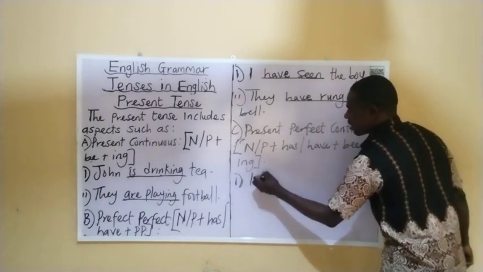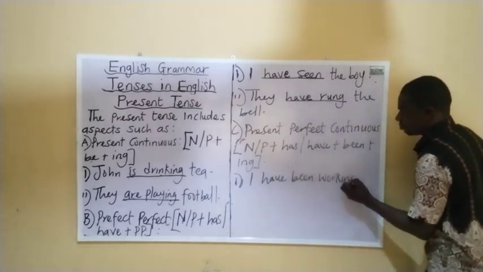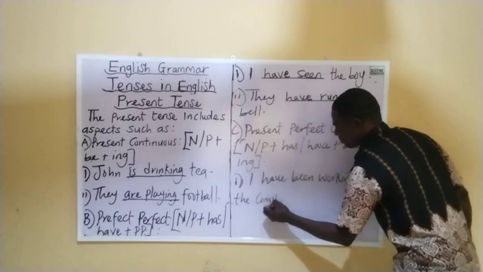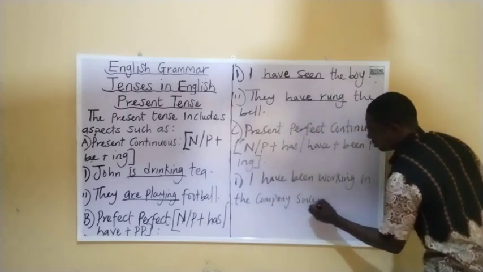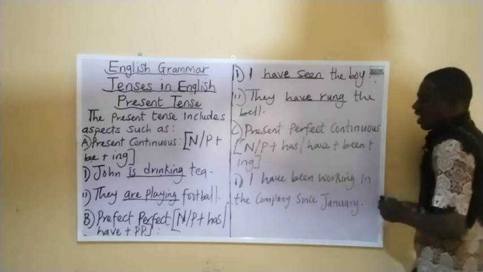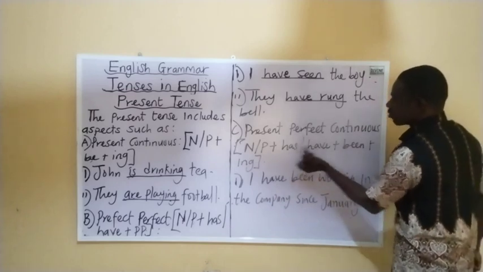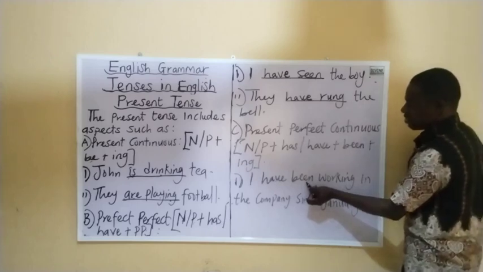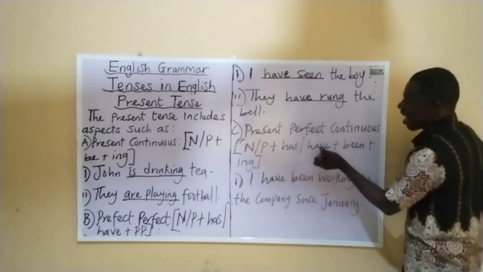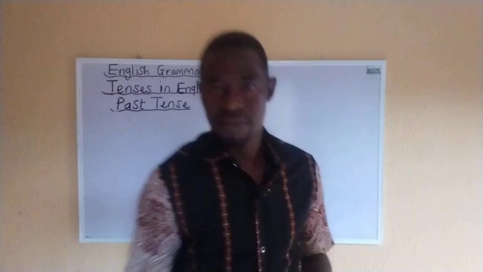Example one: I have been working in the company since January. We have the structure here, have been working. Have is from the verb has or have, then been is the perfect form, then we have the word working as the ing. So we have has or have as present, been as the perfect, and working as the continuous.